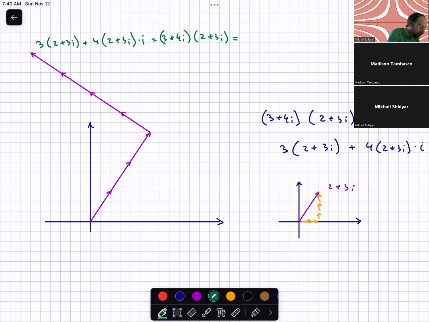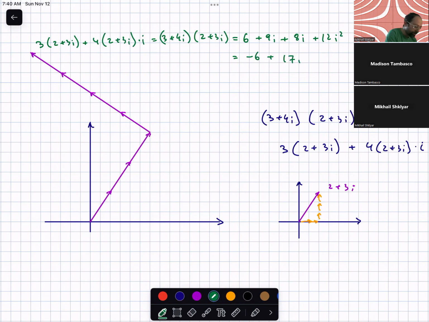So 3 times 2 is 6. I'm going to do it very slowly. 3 times 3i is going to be 9i, 4 times 2 is 8i, and 3 times 4 is 12, plus 12i squared. Now i squared is negative, right? So negative 1, so 6 minus 12 is negative 6, and 9 plus 8 is 17.